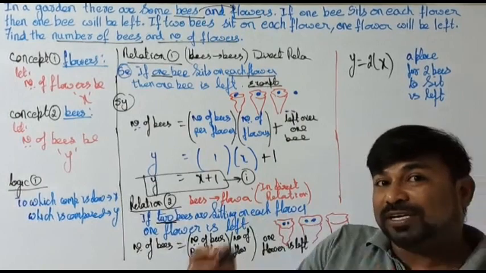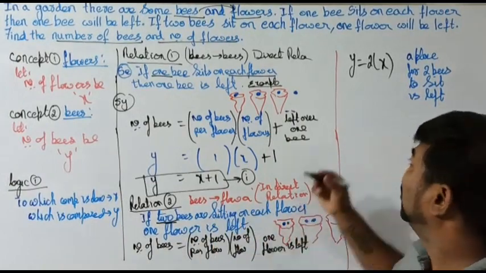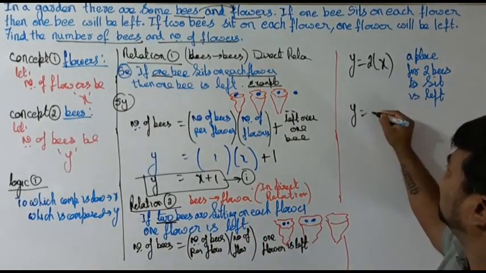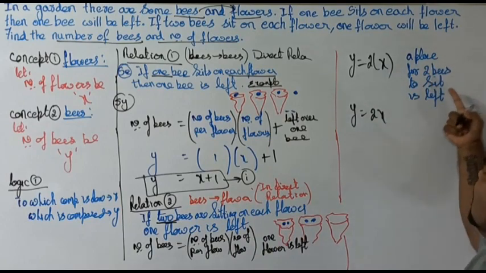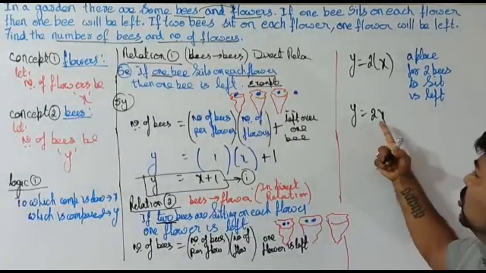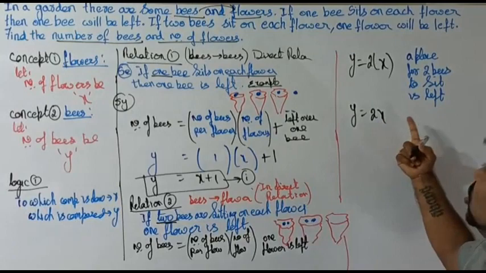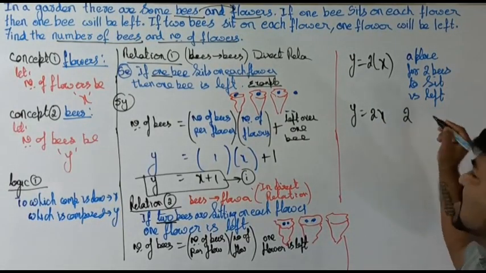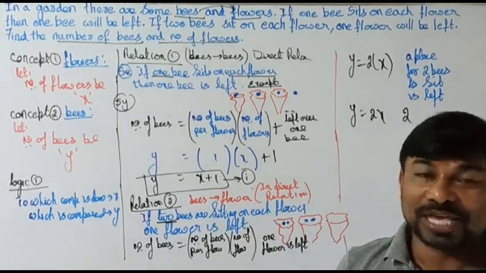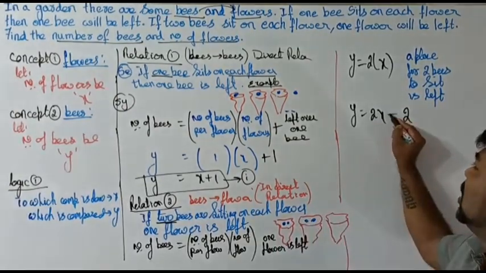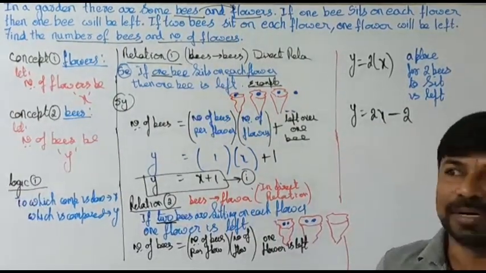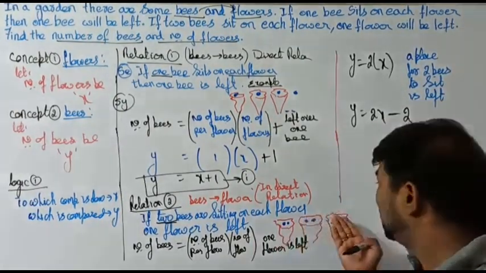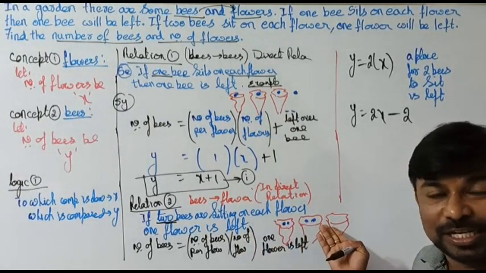Now how to convert it in terms of an equation? So y equals, this is cool, 2x. How many bees? Here also bees. 2 into x, and this is also bees. So this 2 bees is left over. It's nothing but 2 places that are left. No one is sitting there. No one is sitting on that.